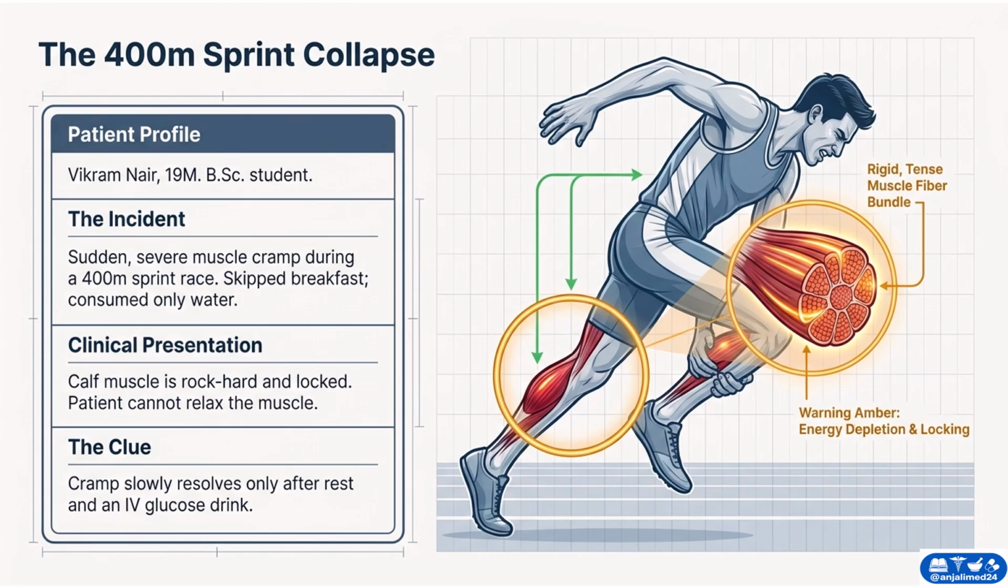This case beautifully demonstrates a key physiological principle. ATP is necessary both for muscle contraction and for muscle relaxation. Without ATP, muscles cannot let go.